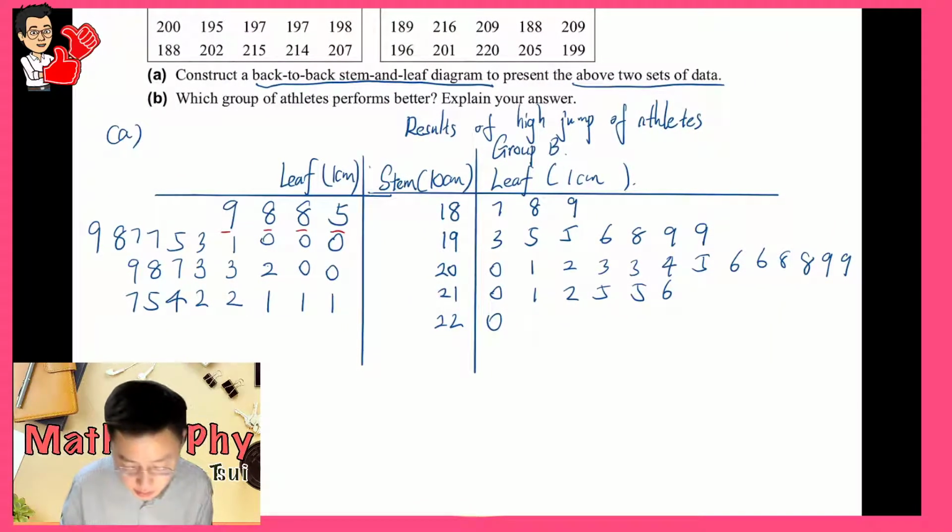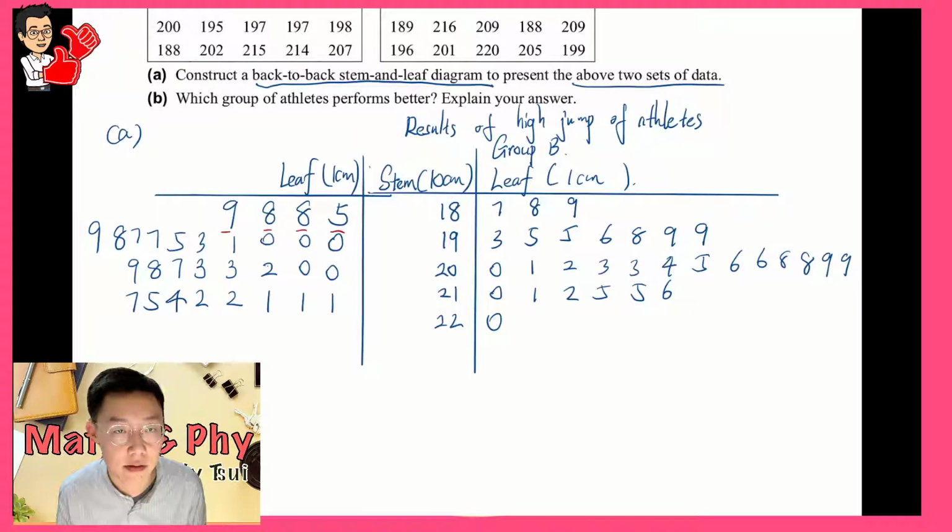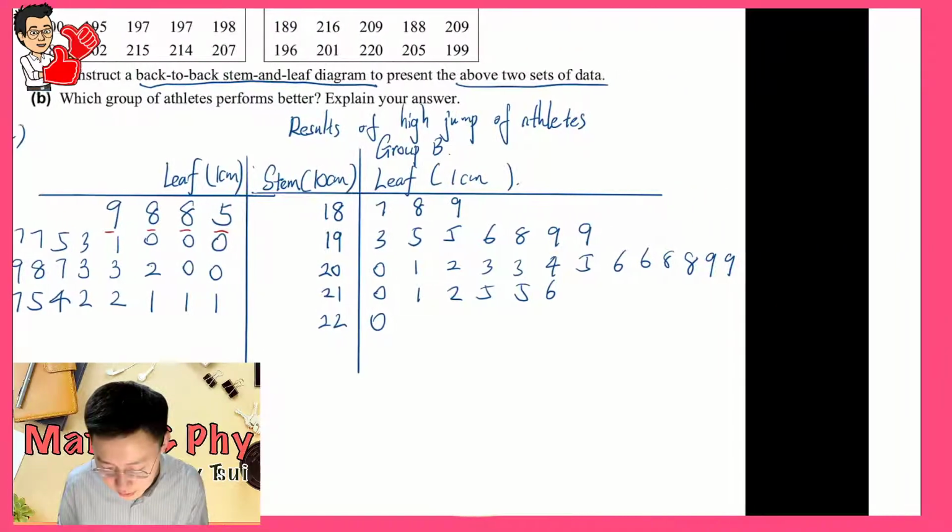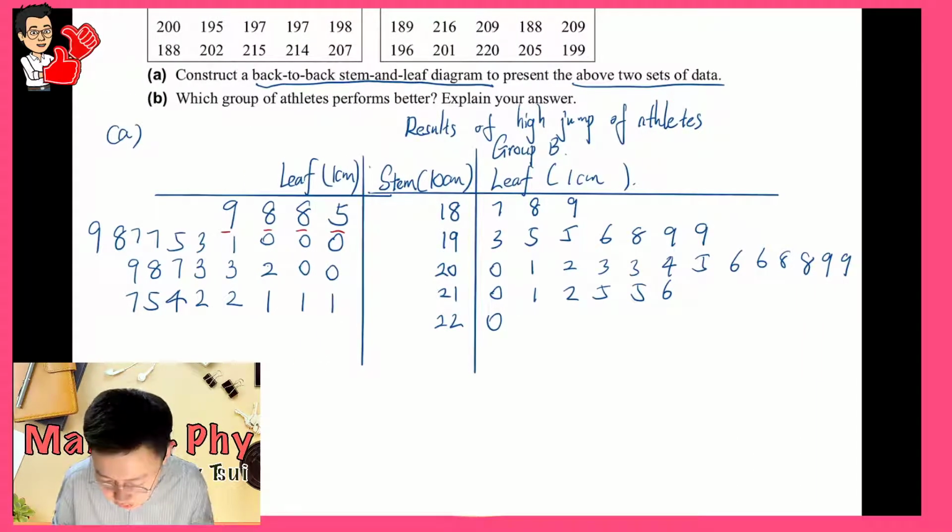So part B asks which group of athletes performs better, and it asks you to explain the reason. So, as we learned before, for the stem-and-leaf diagram we can also find out the distribution of this data, and maybe I can draw this line for you.